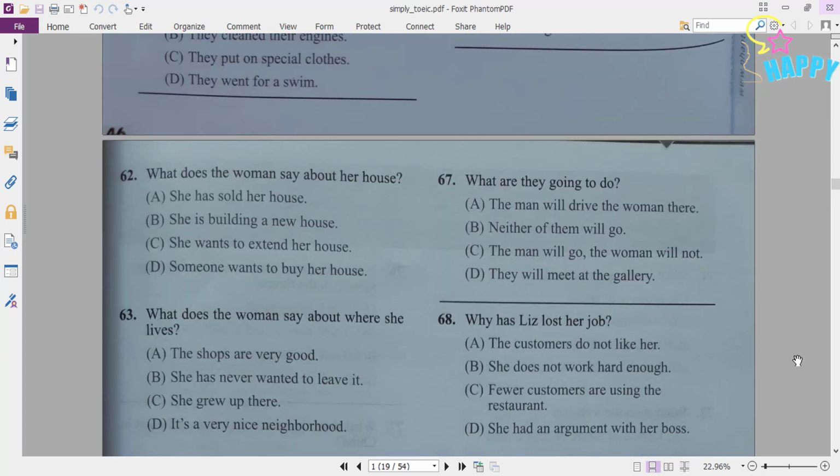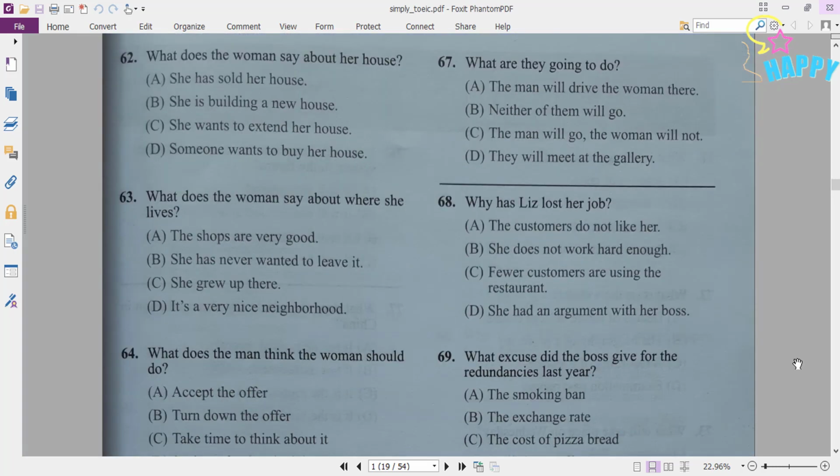Questions 62 through 64 refer to the following conversation.